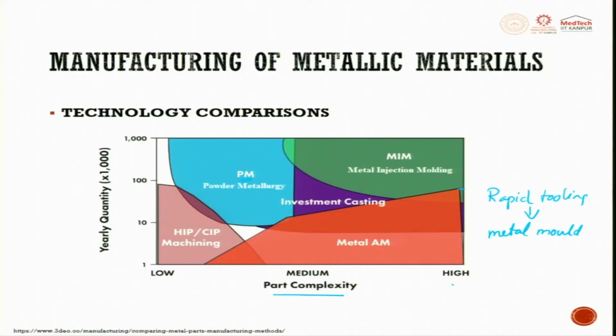Then the extremely high part complexity and large quantity is done by the metal injection molding method. In metal injection molding, we mix polymer and metal and then inject it, or we inject the metal directly into the mold to produce outputs. It is very similar to die casting.